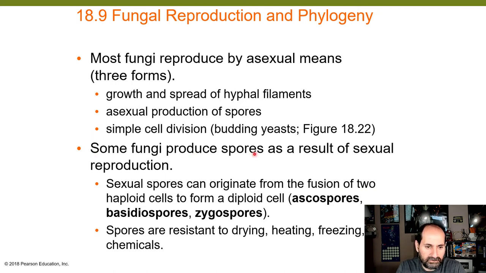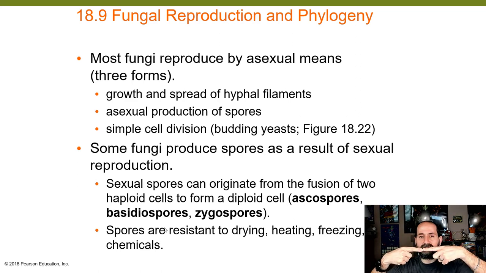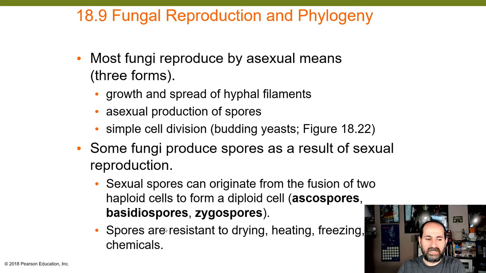Some fungi produce spores as a result of sexual reproduction. How does that work? Well, that's due to the fusion of two haploid cells to form a diploid cell, or when a positive and a negative hyphae come together, that can form a sexual spore as well, called a zygospore. So you could have different ways of forming sexual spores in fungi. There are different avenues by which sexual spores are made.